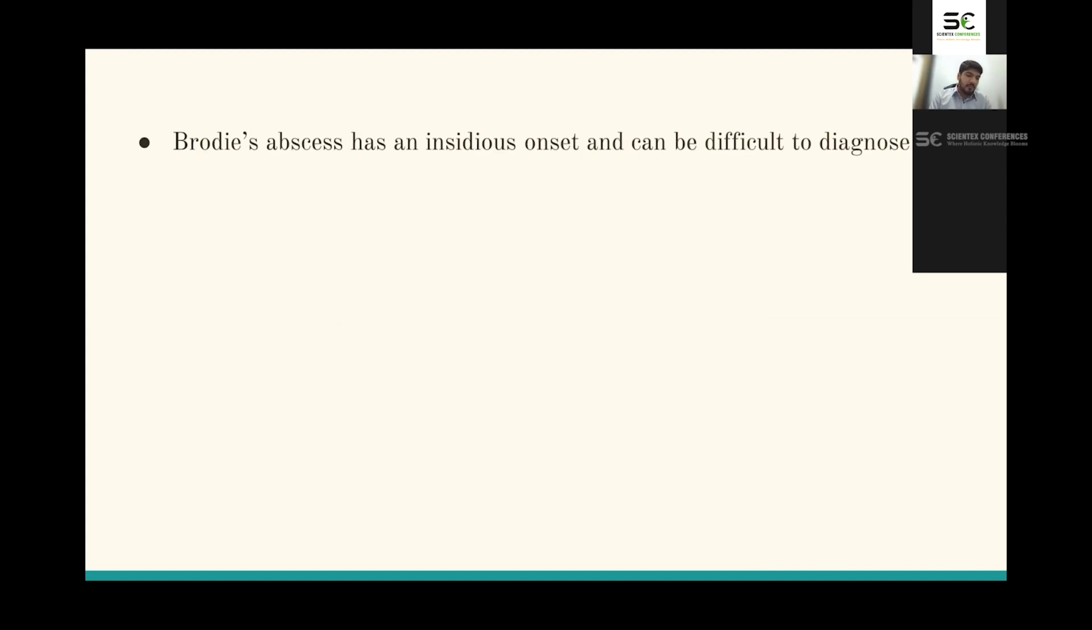So at the end of the case report presentation, what were the learning points that we got from this case report, and why did we write it? We wanted to highlight a typical case of Brodie's abscess, which has an insidious onset and can be quite a challenge to diagnose. It is difficult to diagnose, and we wanted to highlight the things that could be improved in this scenario, so that when a similar child comes to the A&E in the future, this case report can guide the approach.